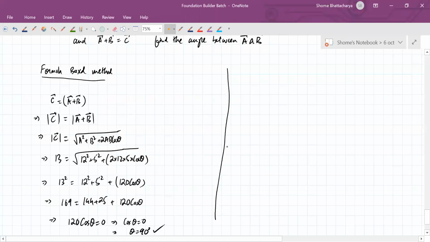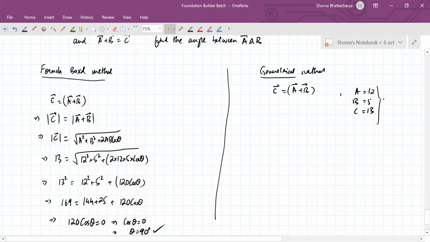Or we can also do a geometrical approach here. Why the geometrical approach is nice here? Because, okay, given that C is equal to A plus B, and magnitude of A is 12, B is 5, and C is 13. Now we should be mindful of the fact that this is a Pythagorean triplet. Okay, that 13 square is equal to 12 square plus 5 square.